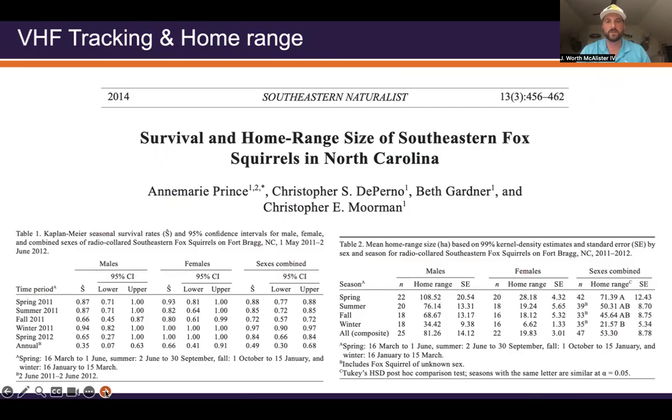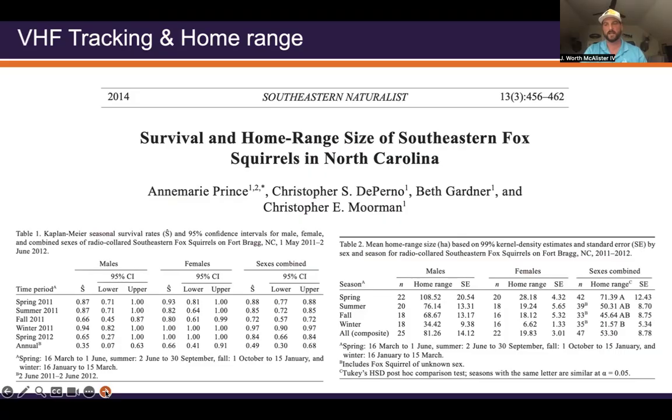NC State does a lot of research on Fort Bragg, which is landscape dominated in longleaf pine and wiregrass ecosystem. It's managed for the red cockaded woodpecker. They do a lot of fire out there, and NC State does a lot of studies on how animals utilize that landscape. They used VHF, high frequency data to look at home range in 2011, 2012 on fox squirrels on Fort Bragg. They used kernel density estimates and did come up with some data there.